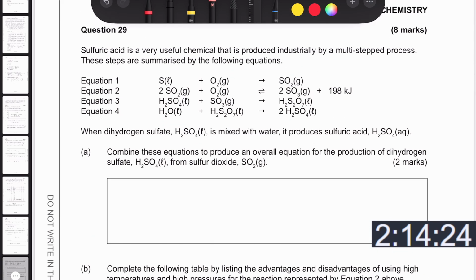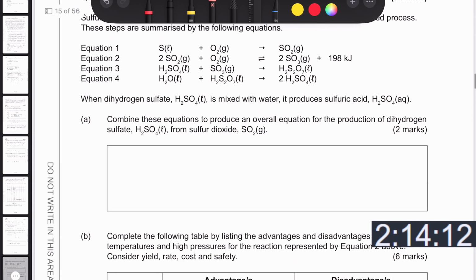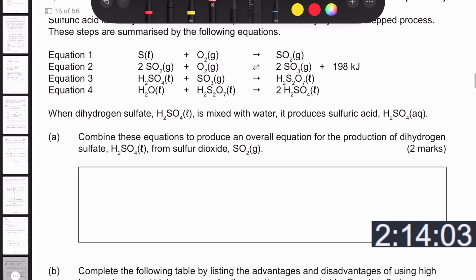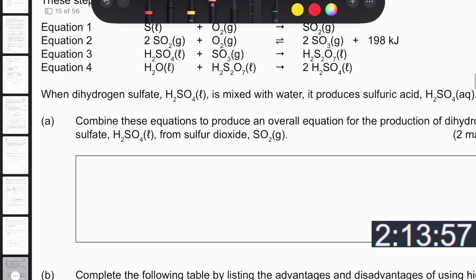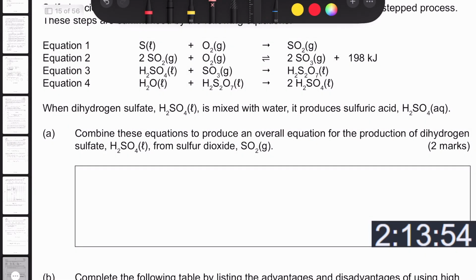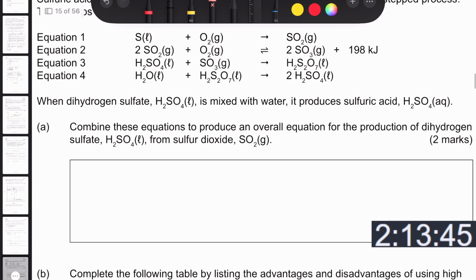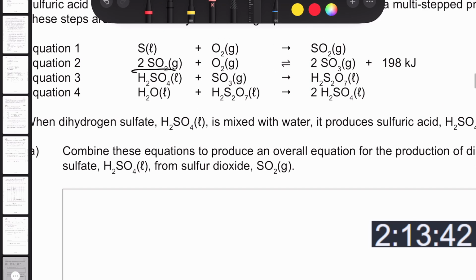This is the exam where it has a lot of marks, so I'm going to move fast. So sulfuric acid is a very useful chemical, produced in a multi-step process. That hydrogen sometimes mixed with water, it produces sulfuric acid. Combine these equations to produce an overall equation for the production of dihydrogen from sulfur dioxide. Oh wait, I have to put my timer on. Pause for a second. And we are back.